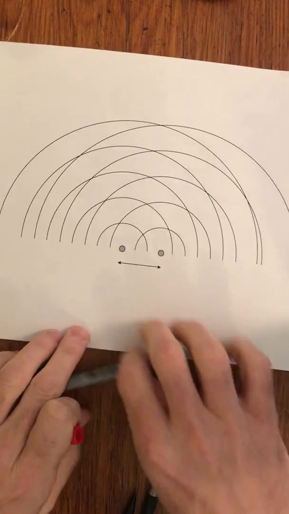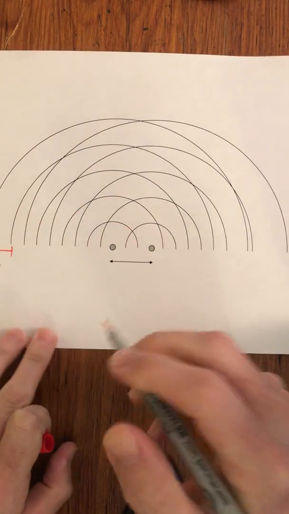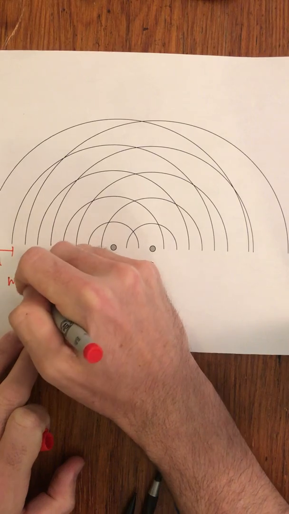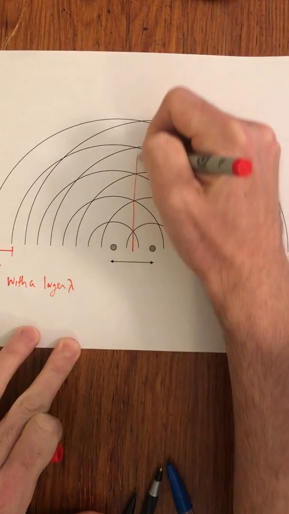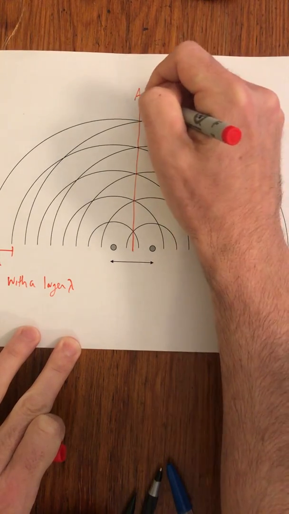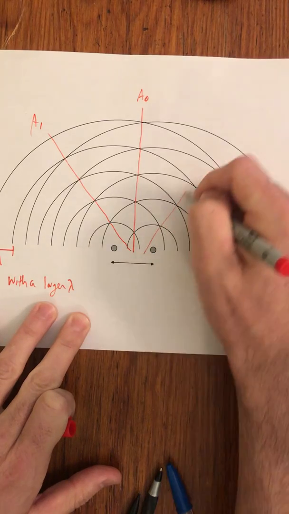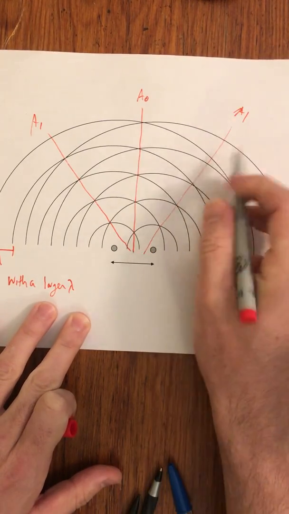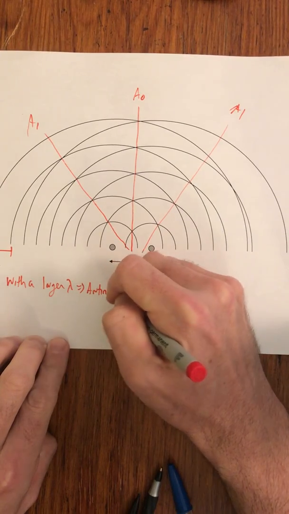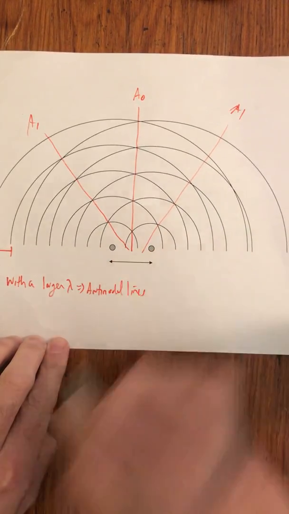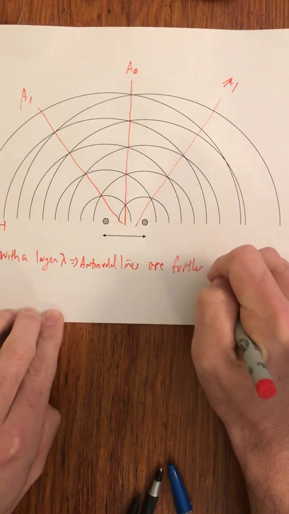The other pattern we tried and looked at is what happens when D is the same as it was before, but now if you notice, the wavelength is longer. So with a larger wavelength, let's draw in our antinodal lines. There's our A0. Here's our A1 and our A1 as well. Not perfect there, but there you go. With a larger wavelength, the antinodal lines and the nodal lines, same difference, are further apart.